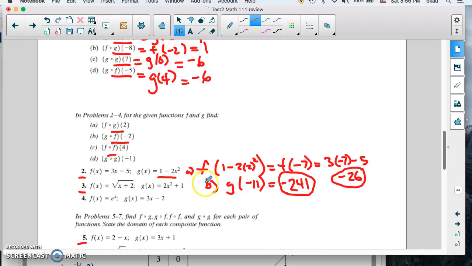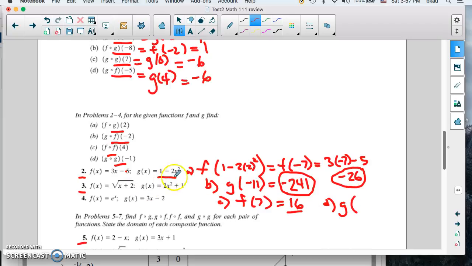And then C, we're going to plug in 4 twice to f. So the first time we plug it in, it's 4 times 3, which is 12, minus 5, which is 7. So then we're going to plug 7 into this, and that's 21 minus 5. 21 minus 5 is 16 for C.